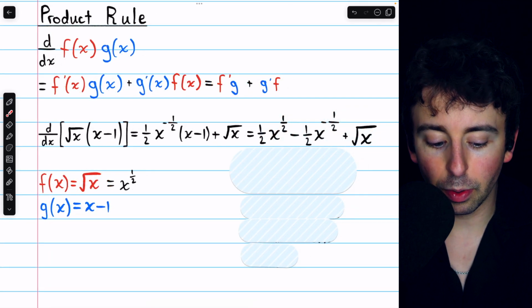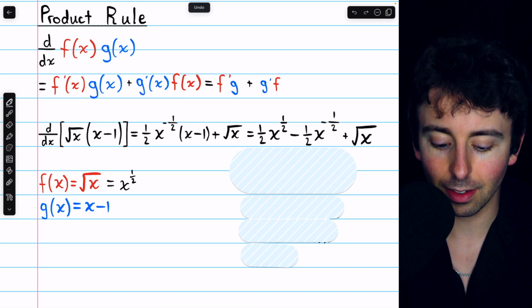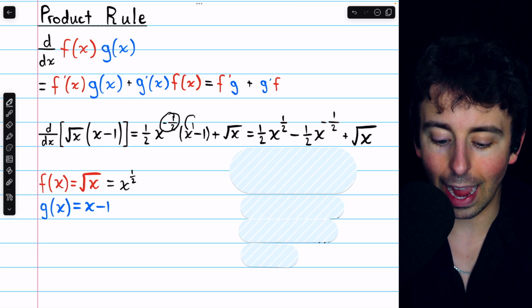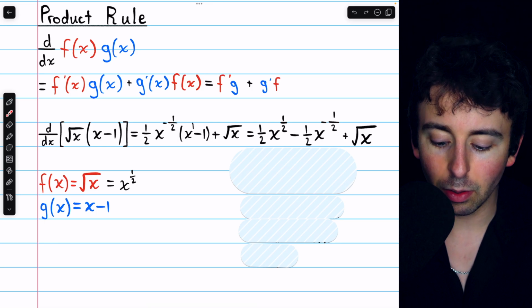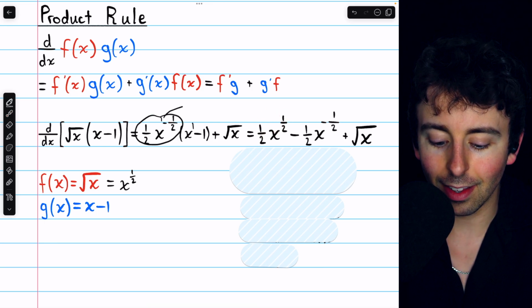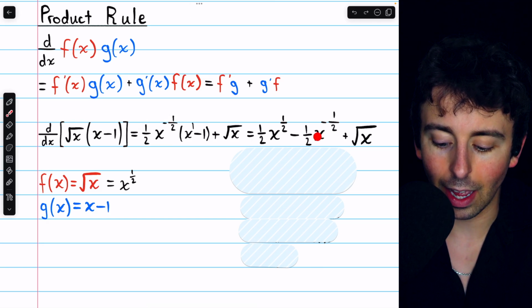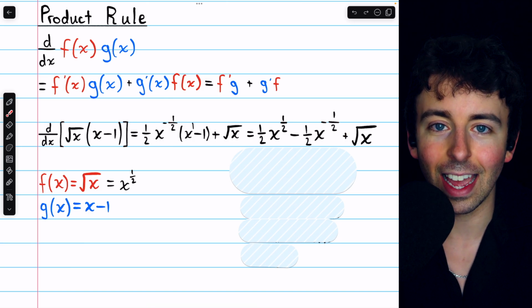Now we can do some simplification by distributing this term across the parentheses. 1/2 x to the minus half times x. We can do that using our exponent rules. Add those exponents together. Negative half plus 1 is positive half, so that's 1/2 x to the positive half. Then 1/2 x to the negative half times negative 1 is just negative half x to the negative half. And then we still have the plus root x at the end.